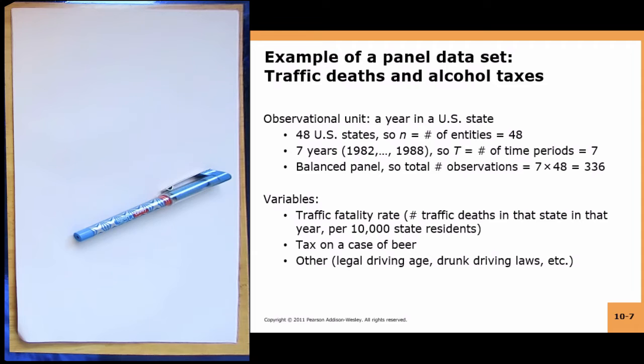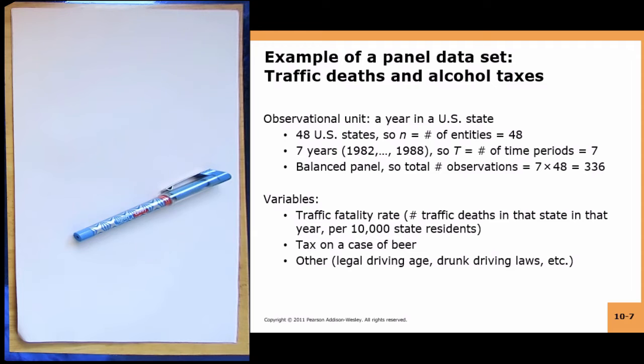We take a particular example of a panel data set, and in this case we are considering the effect of alcohol taxes on traffic deaths. If you want to reduce traffic fatalities, one cause may be drunk driving. To reduce the number of people drinking and driving, you may want to increase the prices of alcohol. If you impose taxes on alcohol, people may buy less alcohol, drink less, and drink and drive less, as a result of which traffic fatalities may be less.